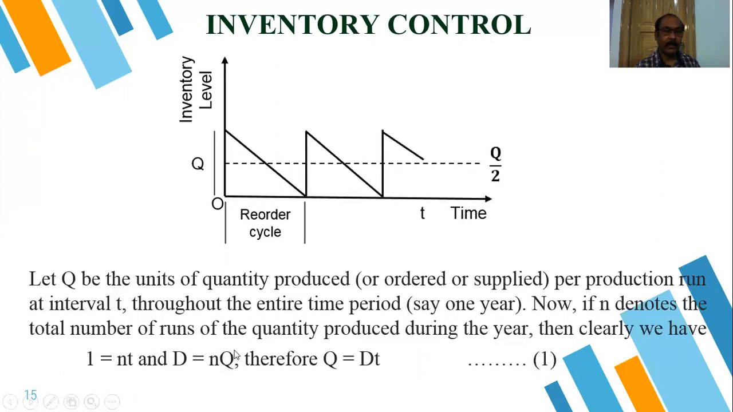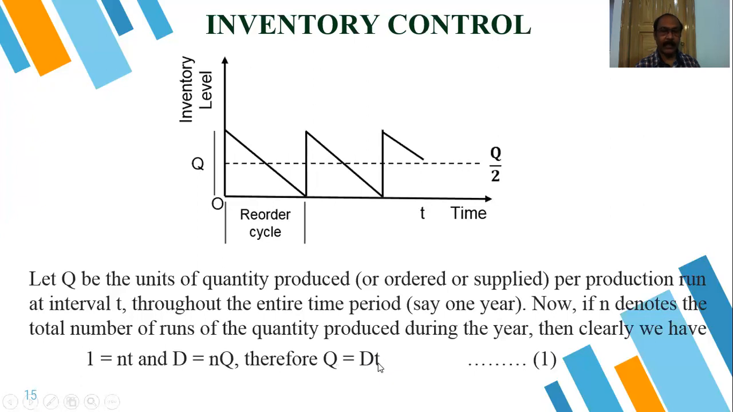So in each production run, we need the Q. That means this is basically our EOQ. And when we are finding the EOQ, we mention the optimal quantity or optimum quantity by Q star, when we get that value of this Q. So D equals NQ. Therefore, Q we can write as DT. Q equals DT.